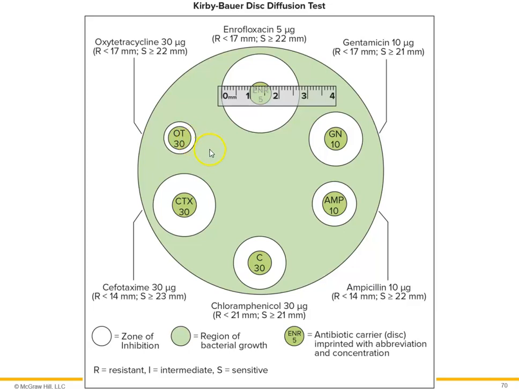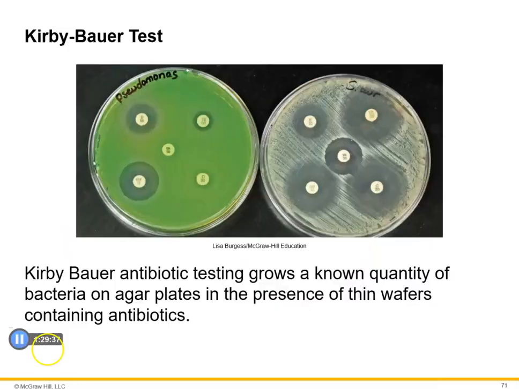So you can deduce that the bacteria are going to be more resistant or more susceptible to this antibiotic right here. That's how the Kirby-Bauer disc diffusion test works. All right, here's an actual picture of it.